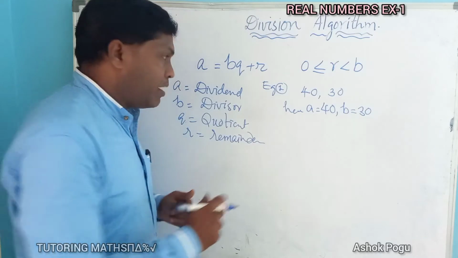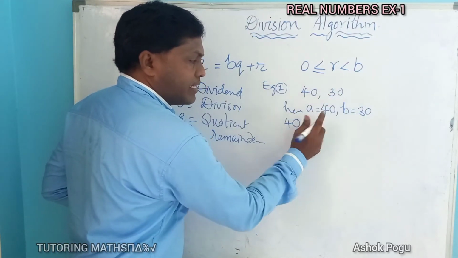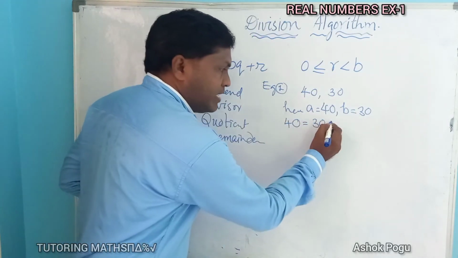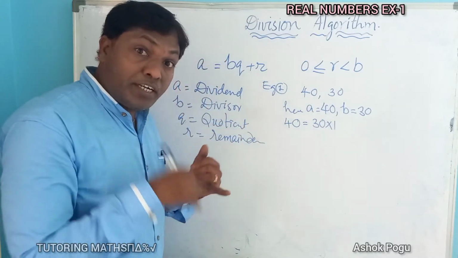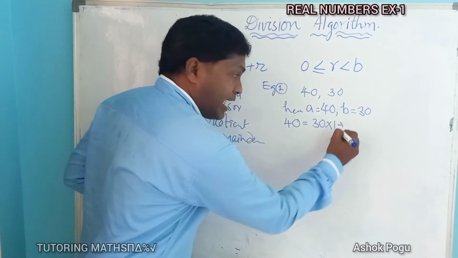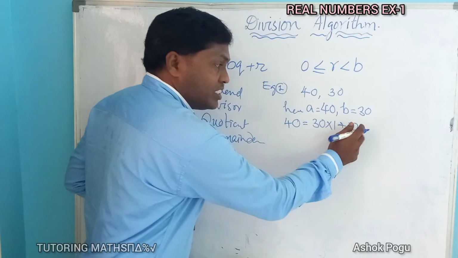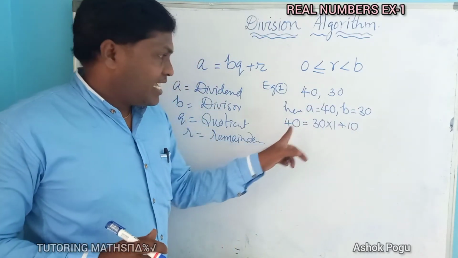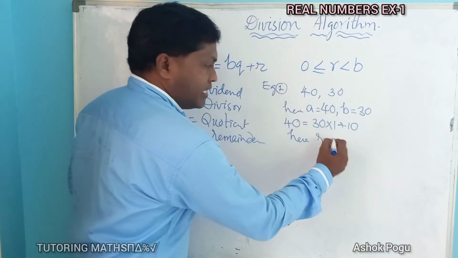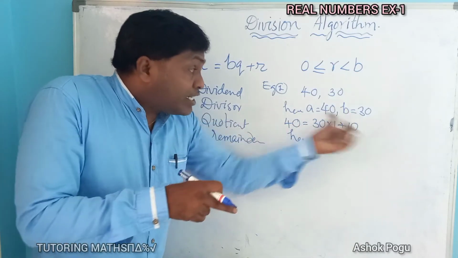Let us apply Euclid's division lemma. We have to divide 40 by 30. 30 ones are 30, because 30 twos are 60, which is more than 40. 30 ones are 30, and how much is left out of 40? 10 is left, which is called the remainder. Here the remainder r is not equal to 0. So we continue this method.